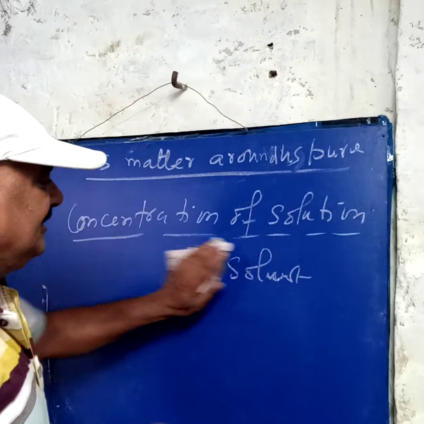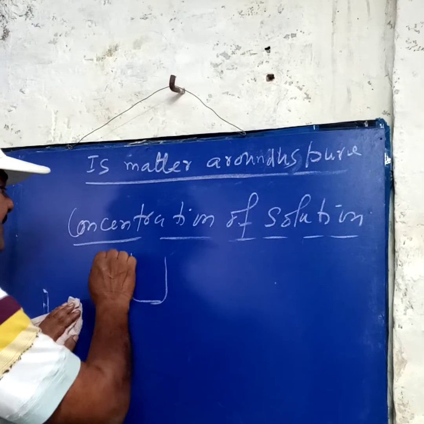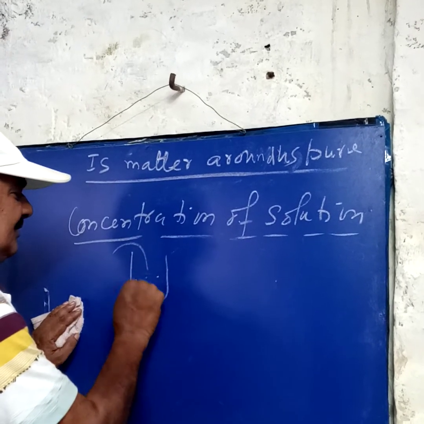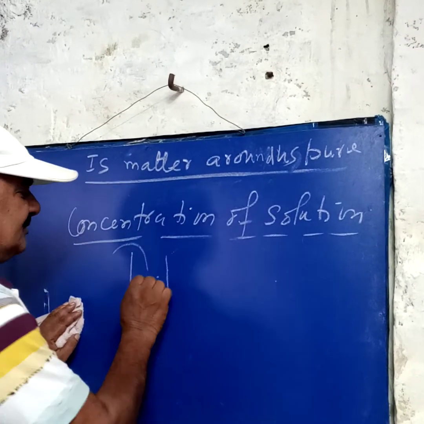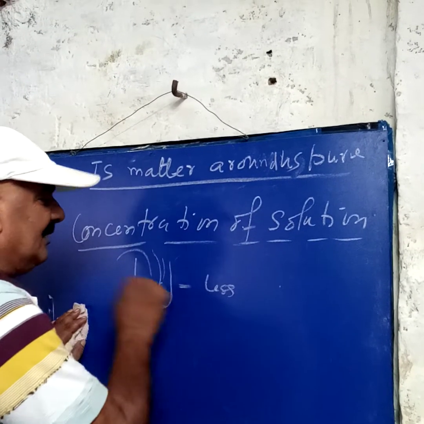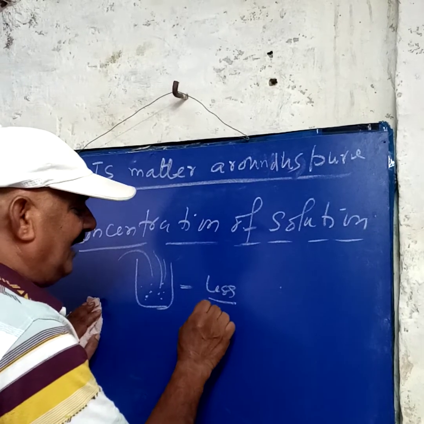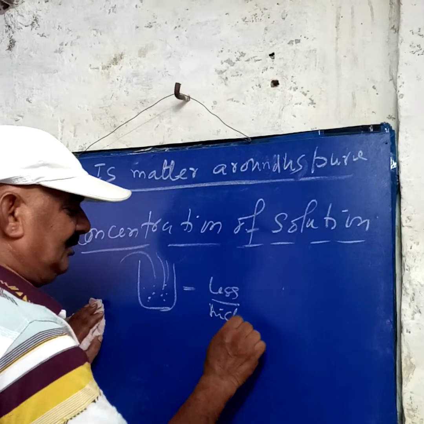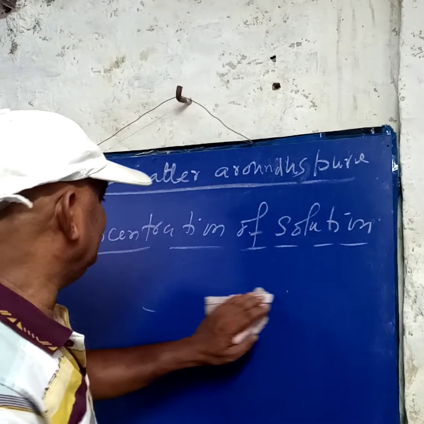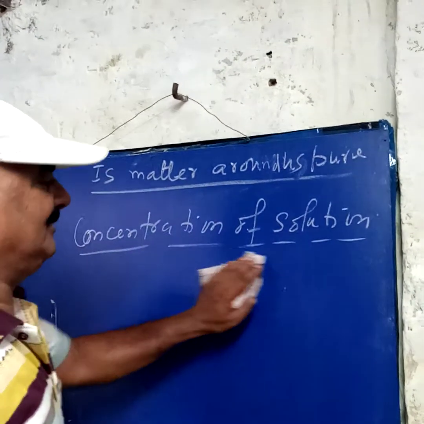Suppose in 1 glass of water, 100 gram, you are given less sugar, then what will you say? Concentration of sugar solution is less. If you are given more sugar, then you will say higher concentration of the sugar solution. That's why concentration indicates how much solute is mixed in the given solvent.